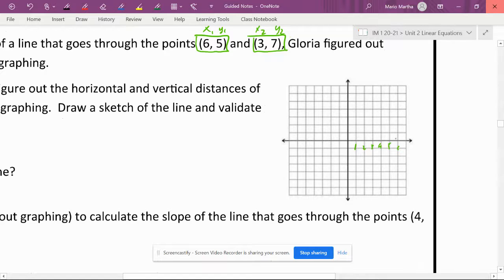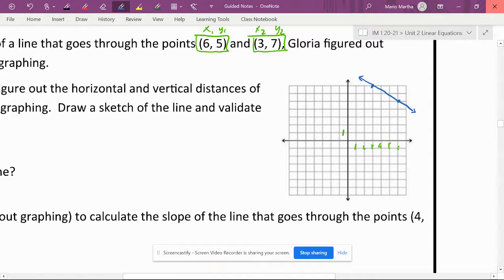So (6, 5), and then we're going to go 5 up, again going by ones on the y-axis. So 1, 2, 3, 4, 5. So that's our first point, and then (3, 7) would be our second point. So (3, 7) is up here. So now if we connect those two values, you'll see that we have our line.